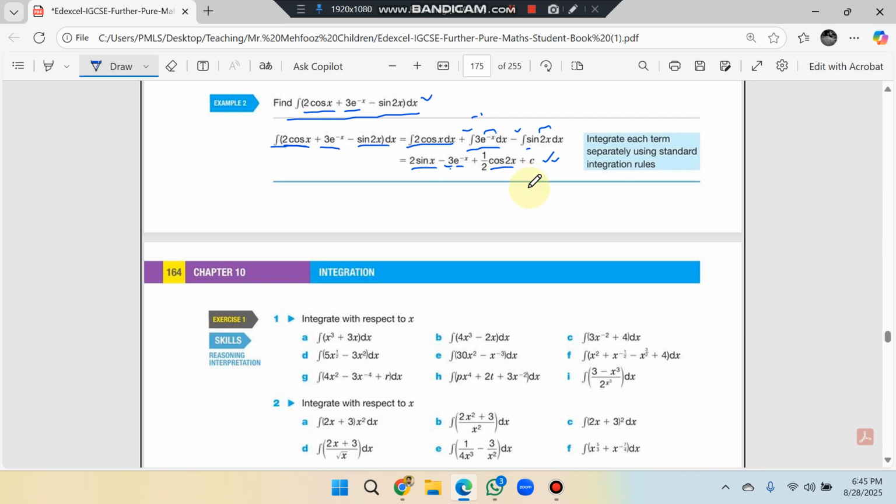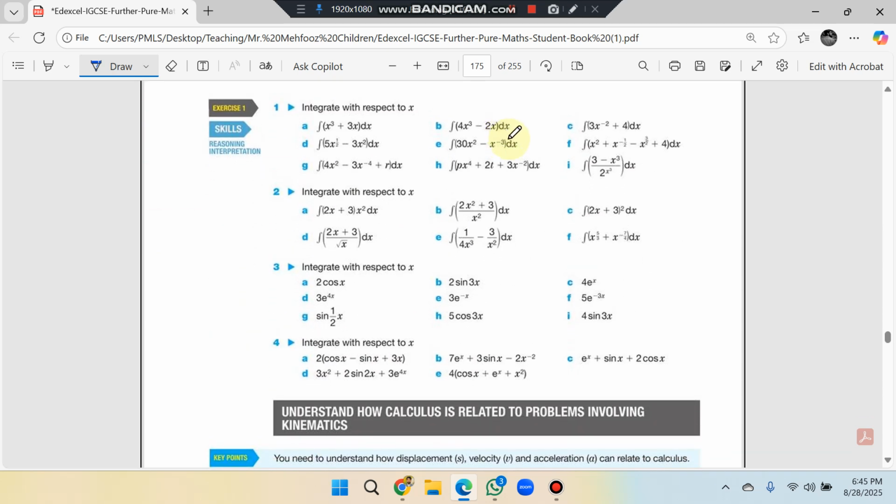Do you have any problem in this example 2? Do you have any issues? Okay, good. Next one is the exercise, that is exercise 1.